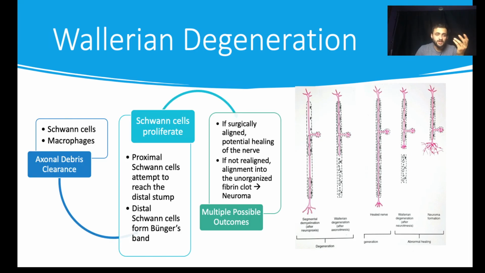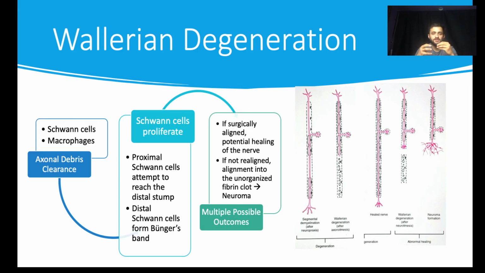Wallerian degeneration occurs in three different pieces. We have Schwann cells and macrophages helping clear all the axonal debris. But then we also have the Schwann cells proliferating. The proximal Schwann cells attempt to reach the distal stump. They're trying to reach out and grab it. And the distal Schwann cells are forming Bungner's bands.